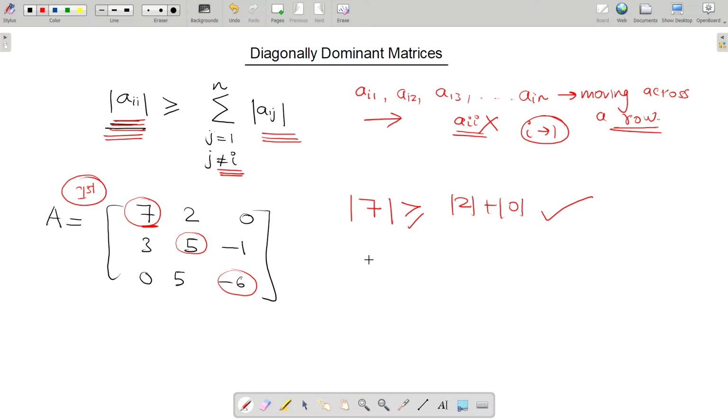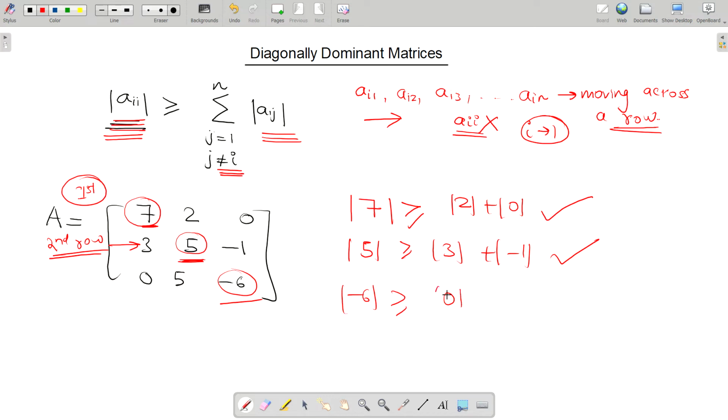Let's take another example. Now our second a_ii would be 5, the second row. We always move in a row. Now if we see the second row, is 5 greater than 3 plus |-1|? Yes, it is greater than that. Now if we take 6, it is greater than 0 plus 5. So this matrix is a diagonally dominant matrix.